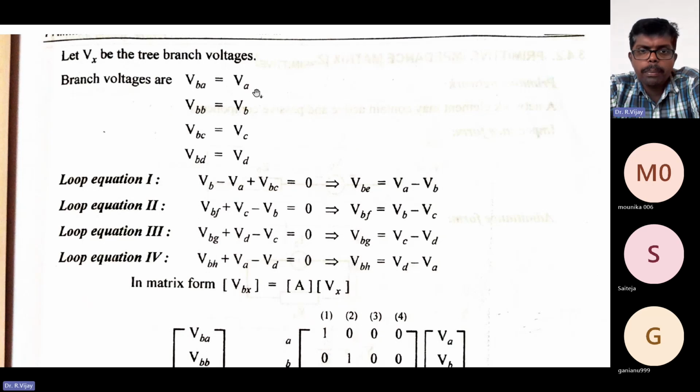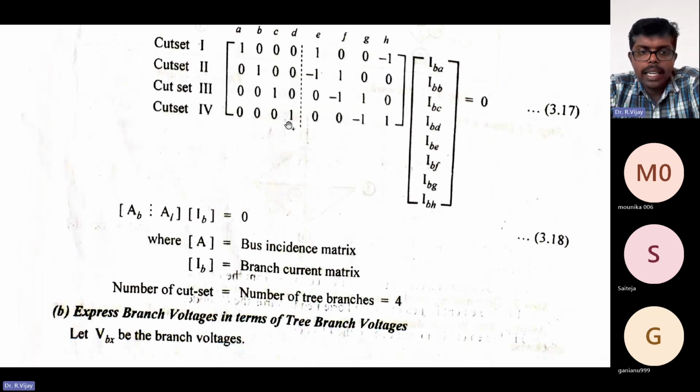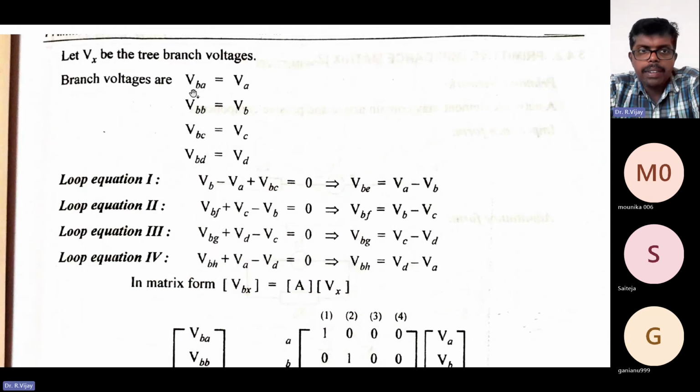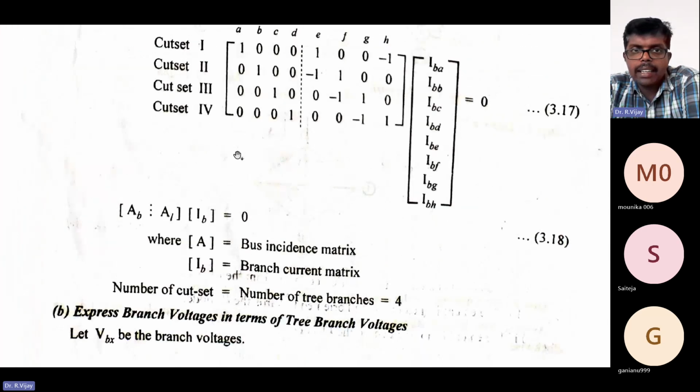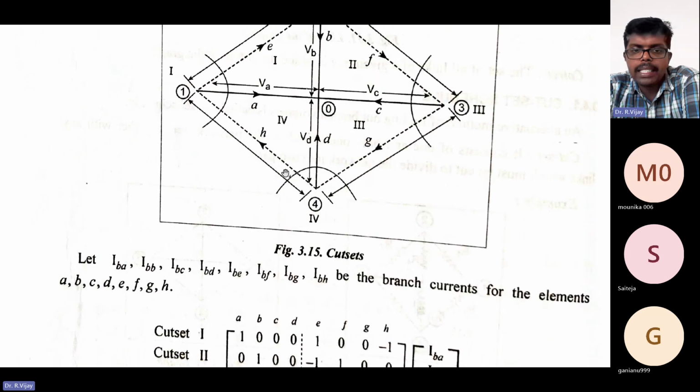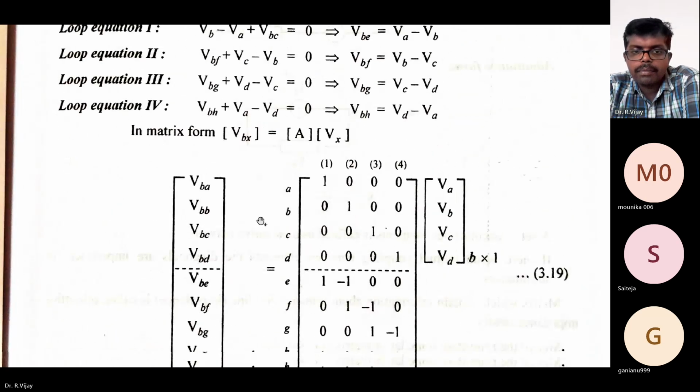So the branch voltages: VBA is equal to VA. Okay, so that is here. VBB is equal to VB. VBC is equal to VC. VBD is equal to VD. So we can see here the voltage VBA is nothing but VA.